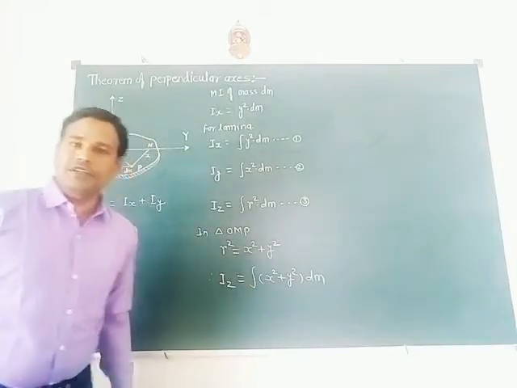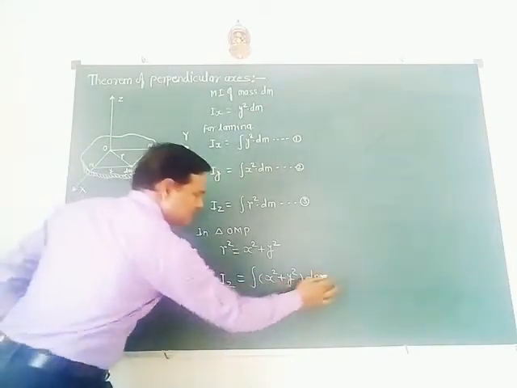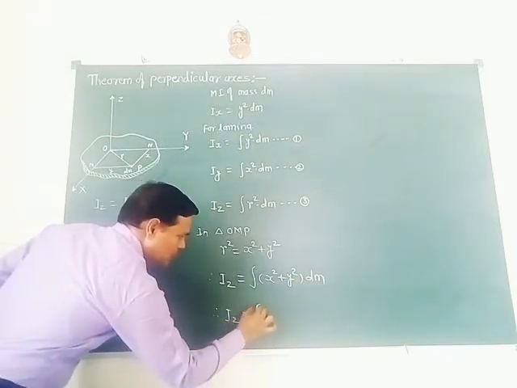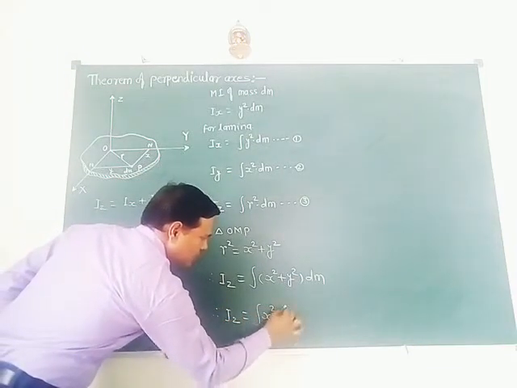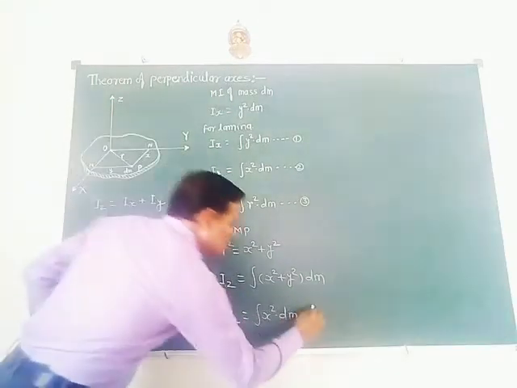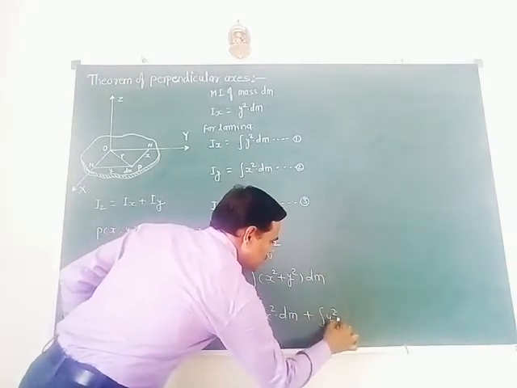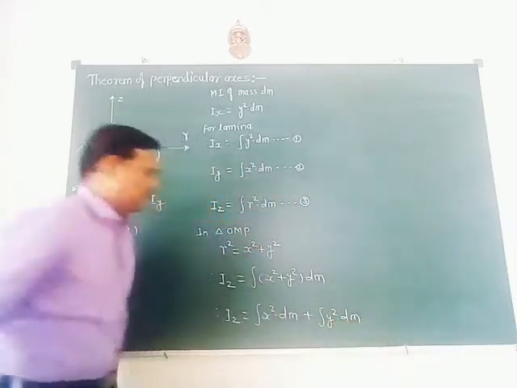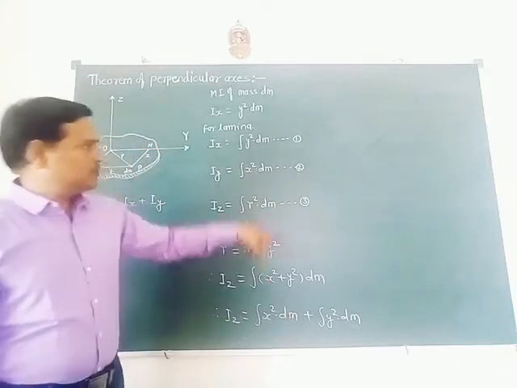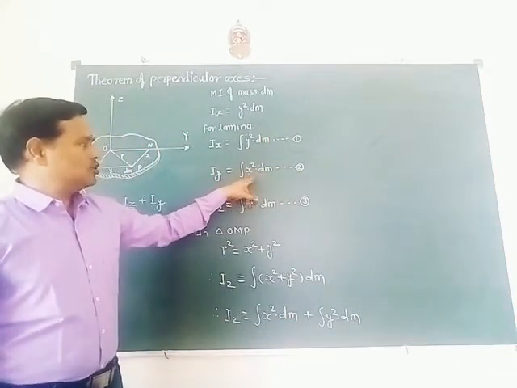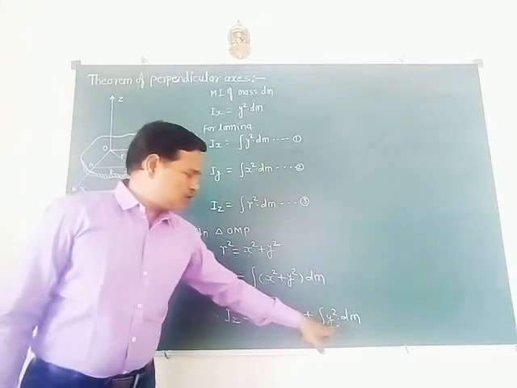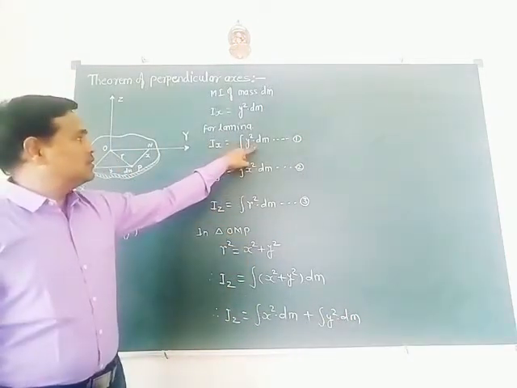Now separate these integrations, multiply by dm and separate the integrations. So finally we can write Iz equal to integration of x square into dm plus integration of y square into dm. But see here carefully, this is x square into dm. From equation 2, integration of x square into dm is Iy. Similarly, integration of y square into dm is Ix.